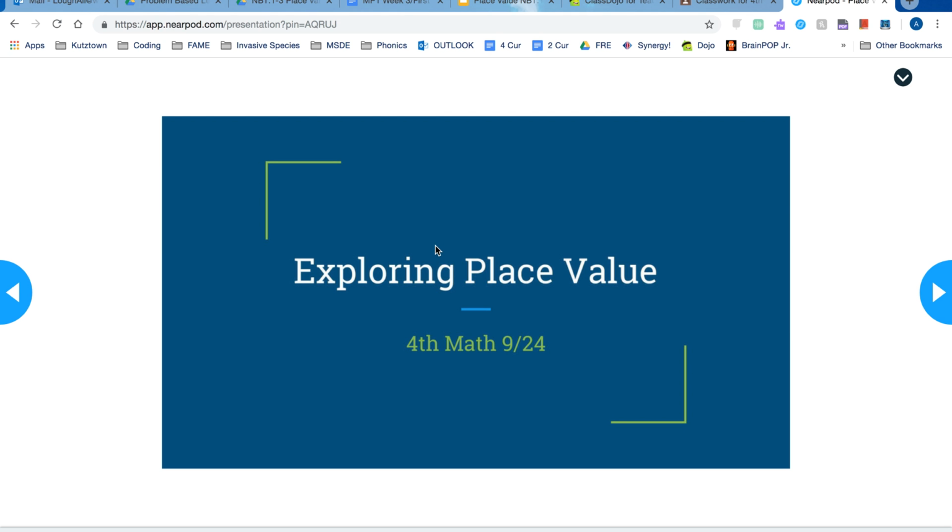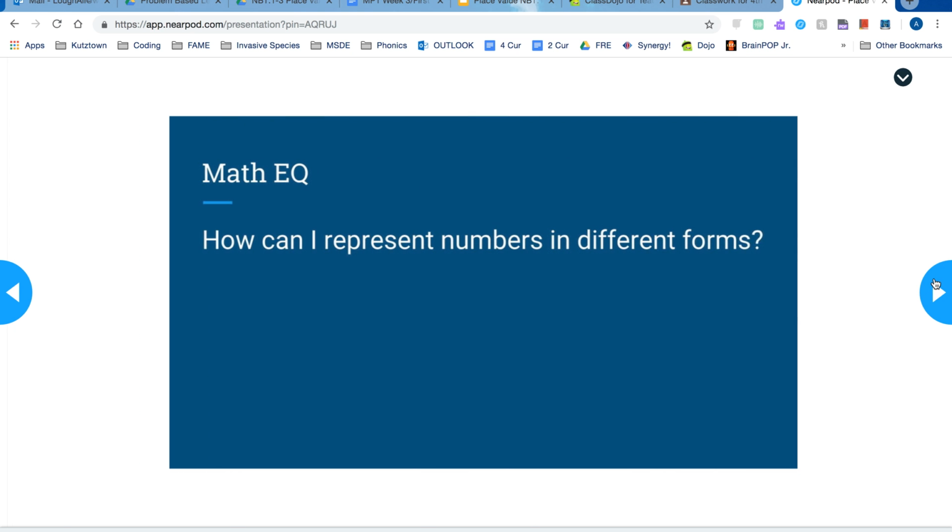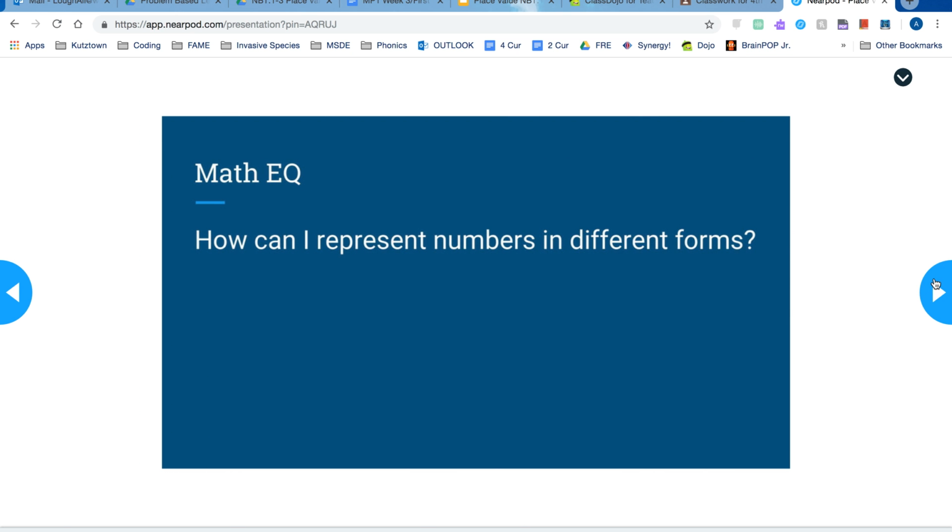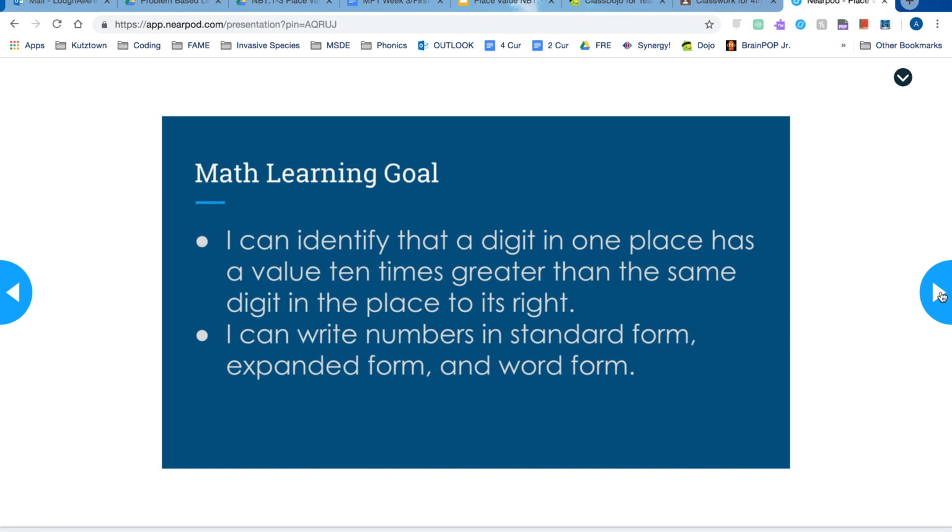We are going to continue exploring place value today. Let's take a look at our essential question. How can I represent numbers in different forms? Our two math learning goals include: I can identify that a digit in one place has a value 10 times greater than the same digit in the place to its right. I can write numbers in standard form, expanded form, and word form.